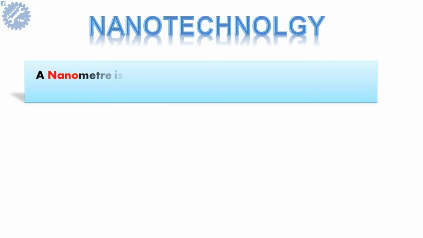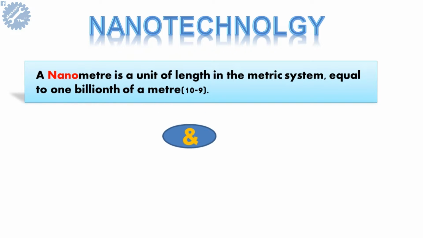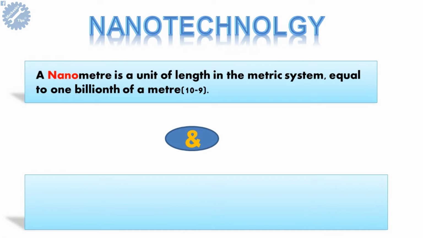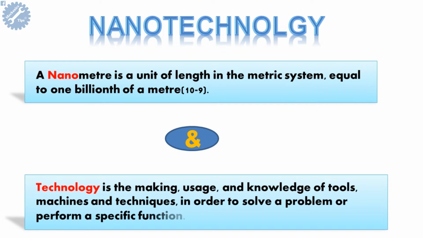A nanometer is a unit of length in the metric system, equal to 1/1,000,000th of a meter, 10 to the power of -9. Technology is the making, usage, and knowledge of tools, machines and techniques, in order to solve a problem or perform a specific function. Nanotechnology definition.